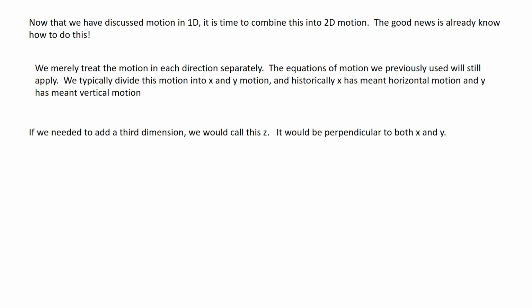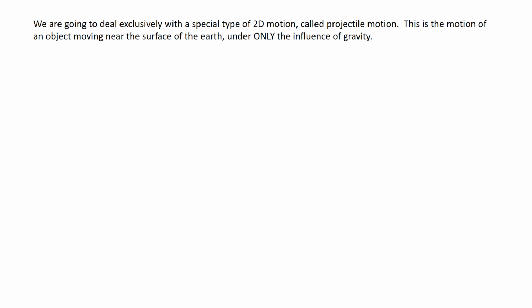If we needed to get a third dimension, we would call this z. It would be perpendicular to both x and y. Until we get to magnetism, we won't have to do that. So, we're going to deal exclusively with the type of motion called projectile motion.